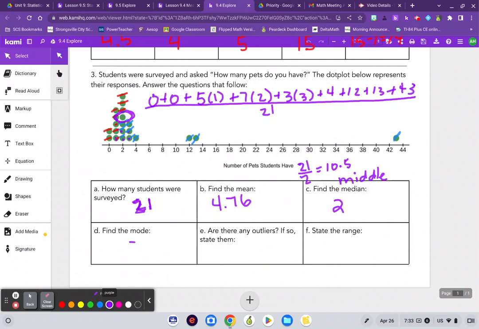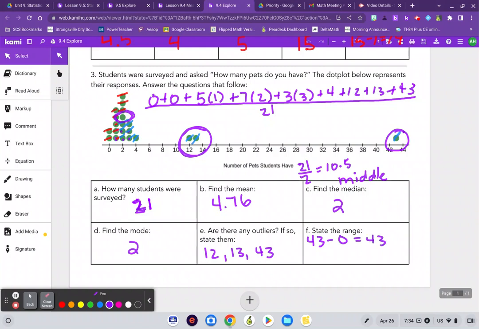The mode is also 2 because I have 7 of those. Are there any outliers? If so, state them. Yeah, actually, it looks like these data points are really far away from the rest of the data that's kind of clustered between 0 and 4. And then I also have this third outlier. So it feels like we have 12, 13, and 43. So you can have multiple outliers. And then the range, again, is the distance between the min and the max. And so I have a range of 43.